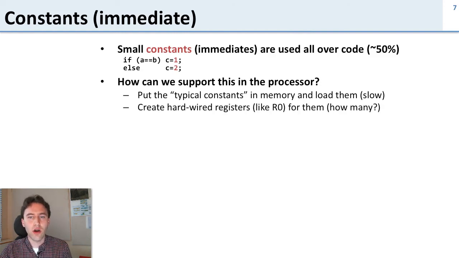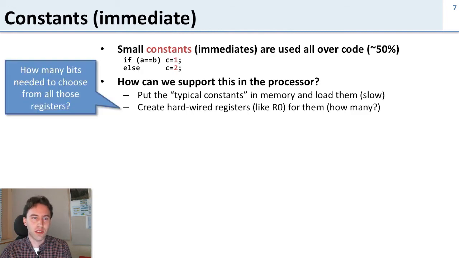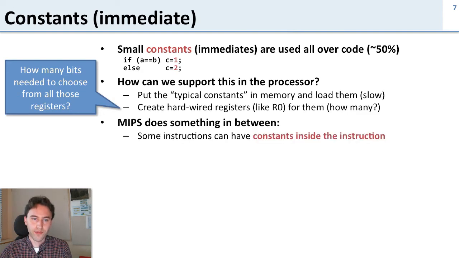We could also create hardwired registers for them. This is what we did for 0. Remember, R0 is hardwired to 0. We could create a special register for 1, 2, 3, maybe 8, 16, whatever the special constants were. This is a little tricky because we don't know how many of these constants there are. If we have a lot of them, we're going to need a lot more bits to choose from all those registers. Remember, we're already using all 32 bits in our instruction field, so if we need more registers, we're going to need a bigger instruction.